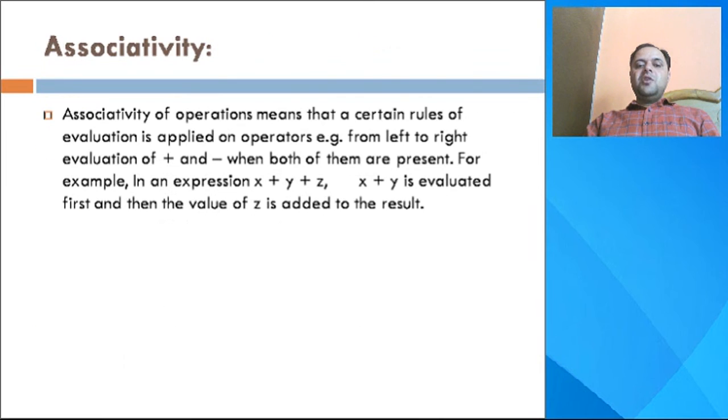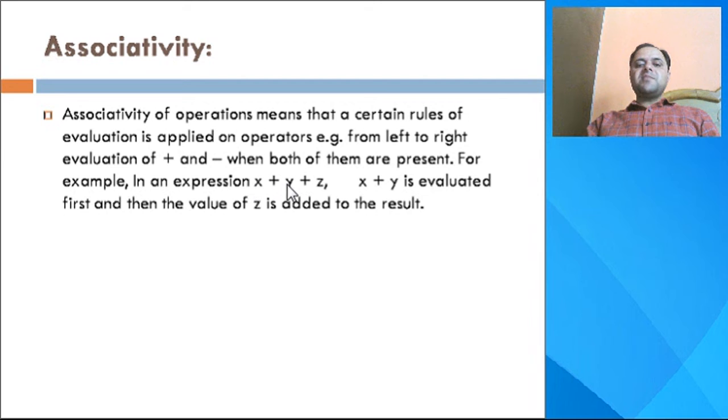And associativity. When we have more than one operator which has the same precedence, then we apply the rule of associativity. Associativity means whether we have to execute the operation from left to right or right to left. For example, left to right evaluation of plus and minus when both of them are present. In an expression x plus y plus z, x plus y is evaluated first and then the value of z is added to the result.